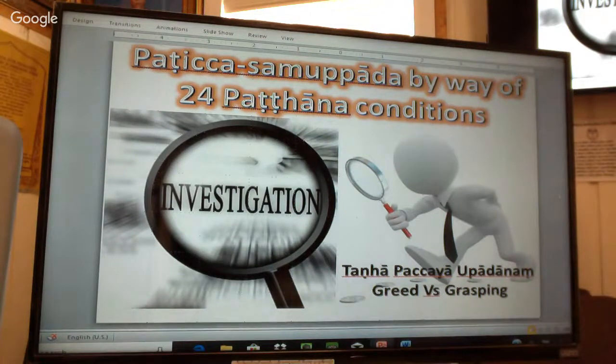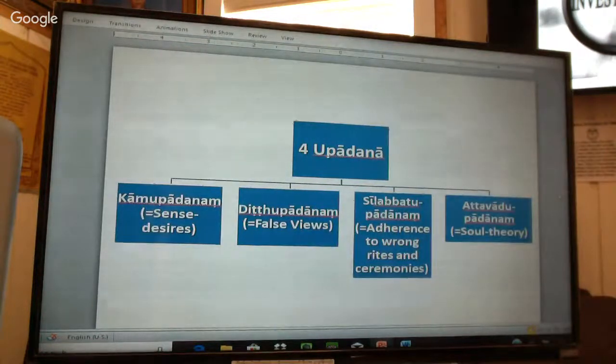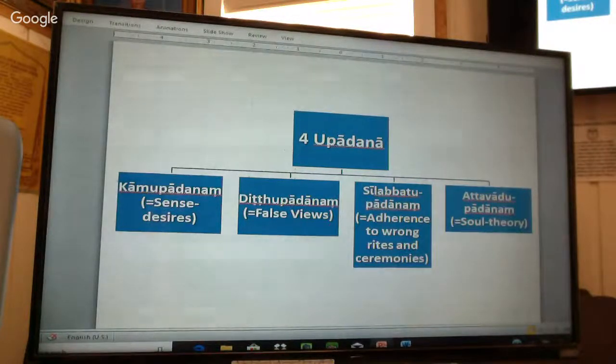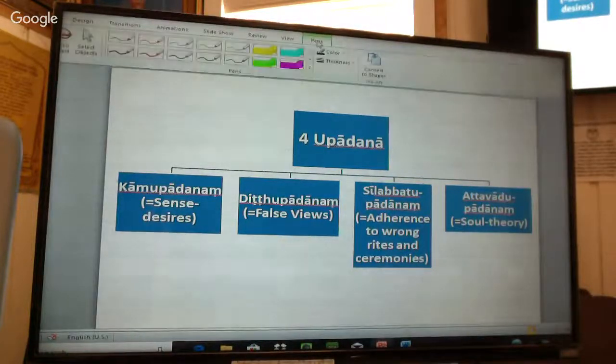We need to understand in this lecture how many upadana there are. We learned this in chapter 7. In chapter 7, we learn the 4 kinds of upadana, 4 kinds of craving: Kamupadana, Ditthupadana, Silabbatupadana, and Attavadupadana.